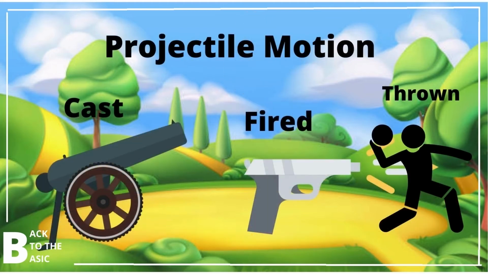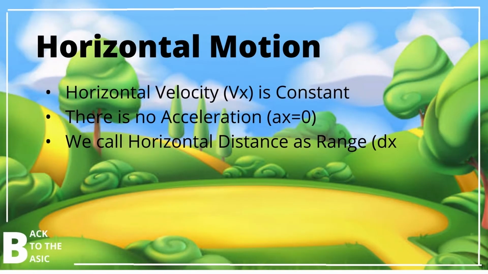There are a lot of examples that involve projectile motion, as it is all about a projectile that is being cast, fired, or thrown, such as a man diving, a cannon, and a bullet. For better understanding about the two motions in projectile motion, let's take a look. Note, we are going to neglect air resistance.